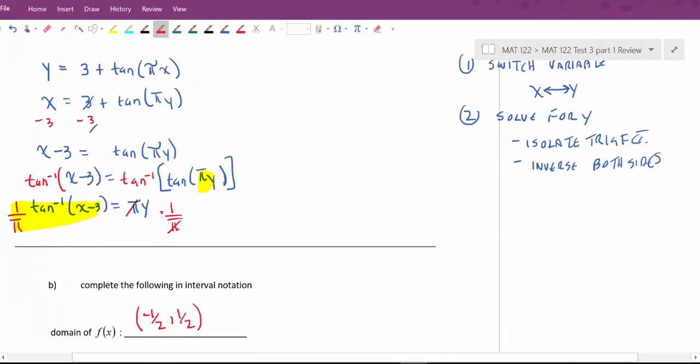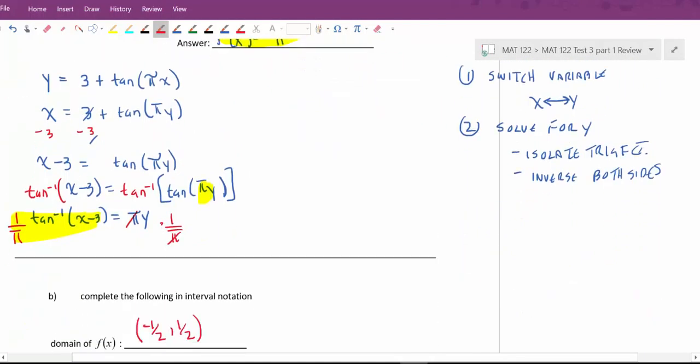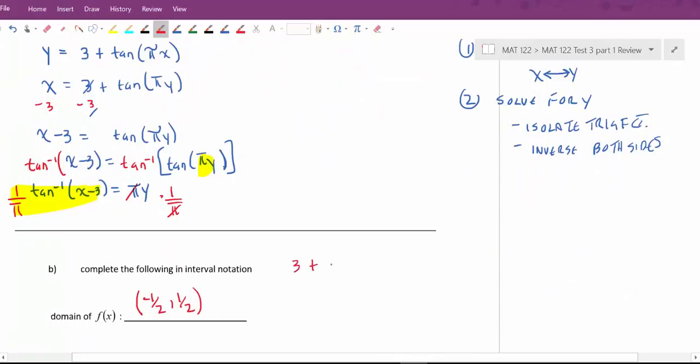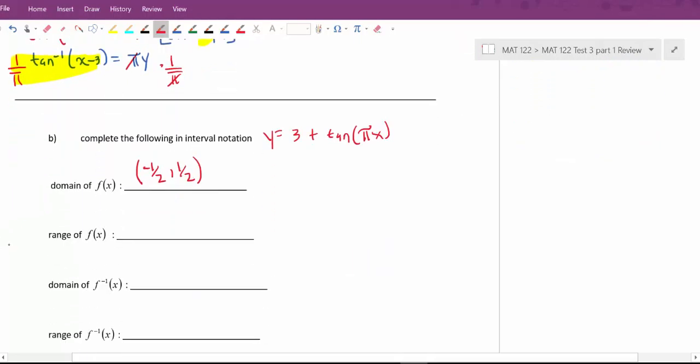Now the next thing is we have to figure out the range. The function I gave you was 3 plus tangent of pi x. All we really have to know on this problem is, what is the range of this? Well, a tangent has a range that goes infinitely low to infinitely high, so that range is going to be negative infinity to infinity.